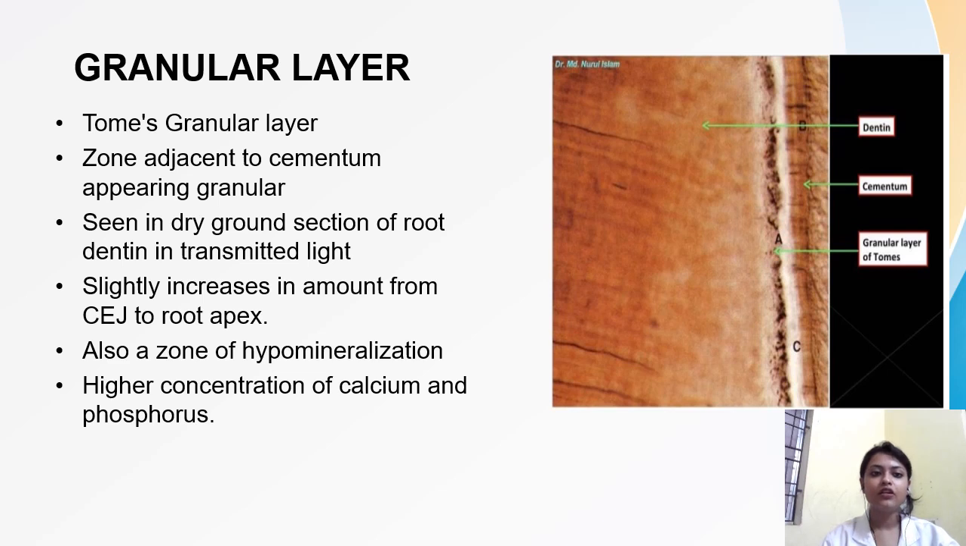Granular layer, or Tomes' granular layer, is the zone adjacent to the cementum appearing granular. It will appear granular. Seen in dry ground sections of root dentin in transmitted light, it slightly increases in amount from the CEJ to the root apex, which is also a zone of hypomineralization. Higher concentrations of calcium and phosphorus will be found in this layer.